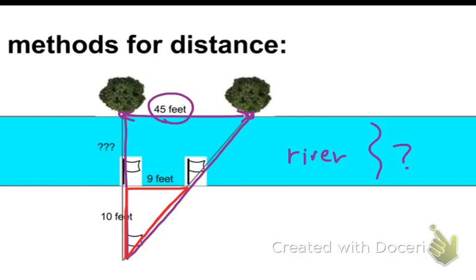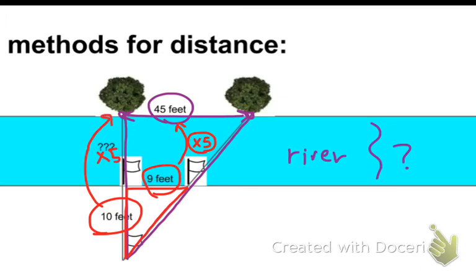Well, we know that 45 feet and 9 feet are our known distances. And to get from 9 to 45, we had to multiply by 5. So 5 is our scale factor. So if 5 is our scale factor, that means we also have to multiply 10 by 5 to get the distance of our big honkin' triangle right here, the total distance. And we end up getting 50. But 50 feet is not the distance of the river. It's just the distance of this much larger triangle.